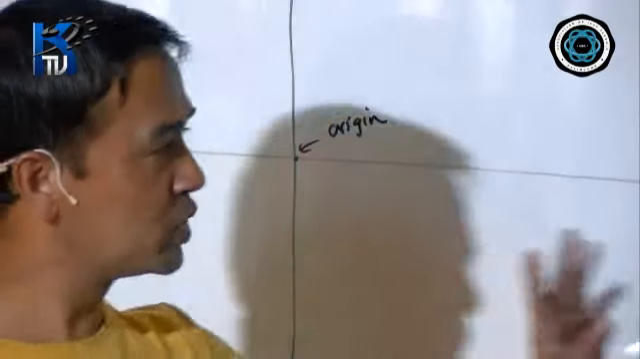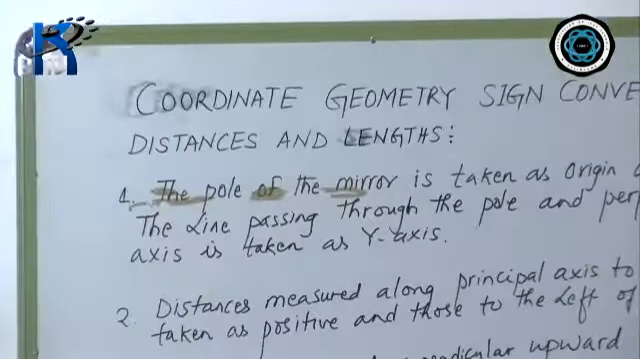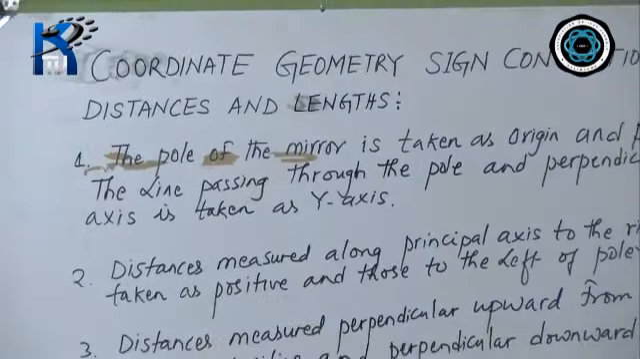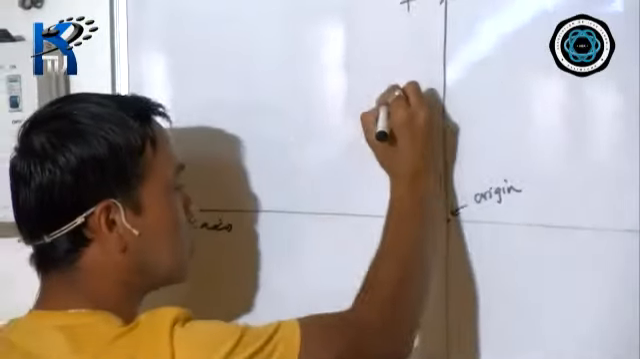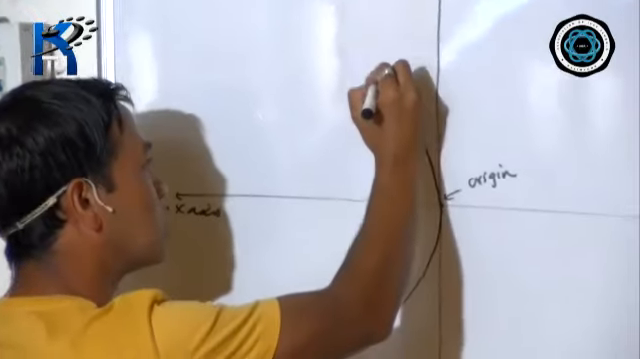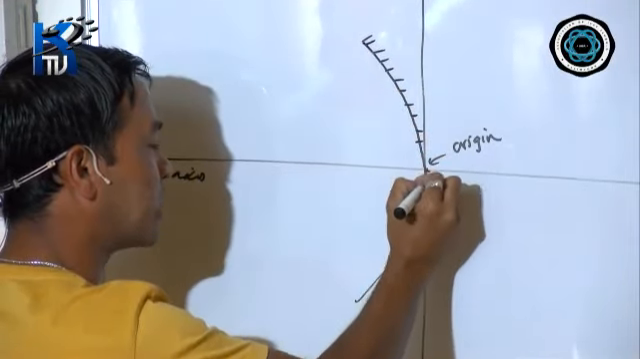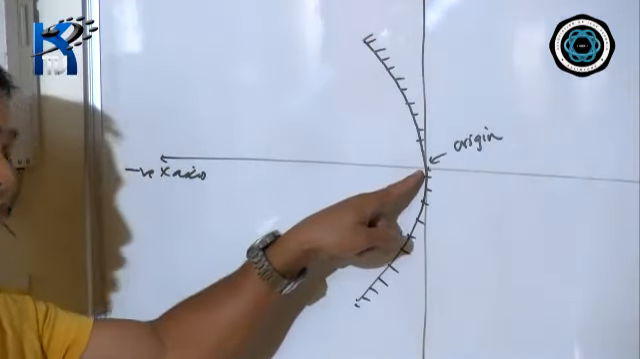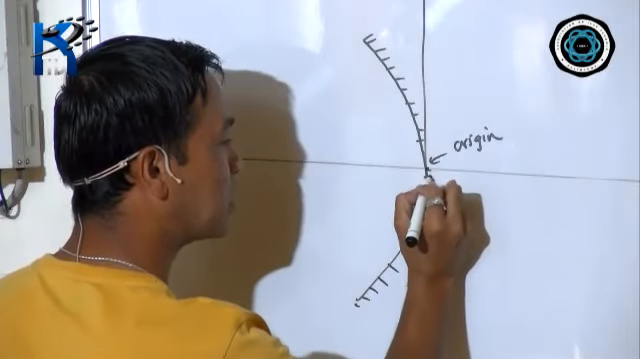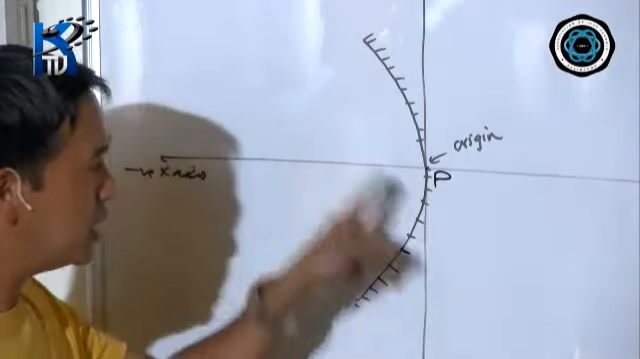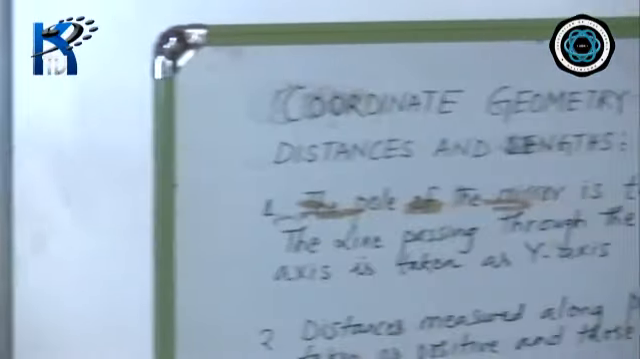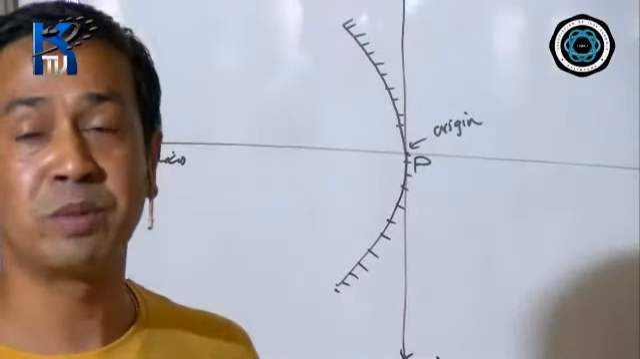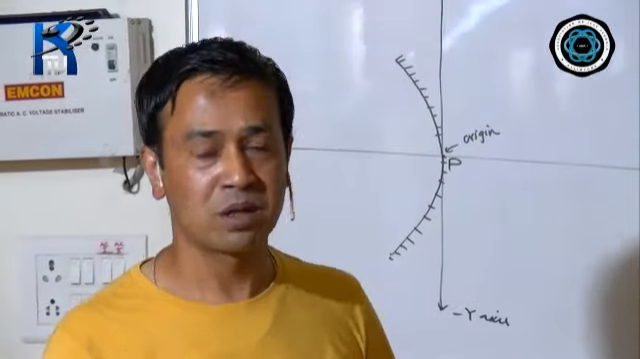But following this particular geometry, the pole of the mirror, that means every mirror has a pole, is taken as the origin. I can take any of the mirrors. Let me just take the example of a concave mirror. Suppose we have a concave mirror. You know the shape of the concave mirror. This is the concave mirror, and I am taking this point as the pole. This is the pole. I can mark this as P. And this pole of the mirror is taken as the origin. That means whatever distances we measure, all distances have to be measured from the pole. This is a very important part that we need to understand.